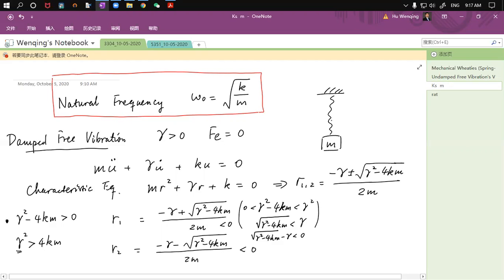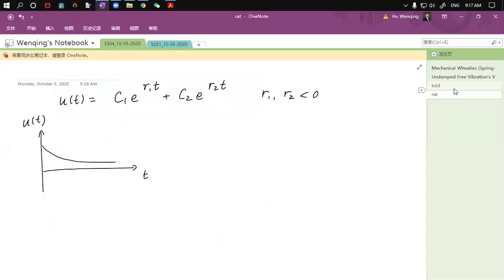So that means the motion, starting from the initial position u of t, is not going to be any kind of oscillation, but it's just going to damp to the equilibrium. Is that good? Okay, so that's the case when gamma is large. In this case, sometimes we call it overdamped.